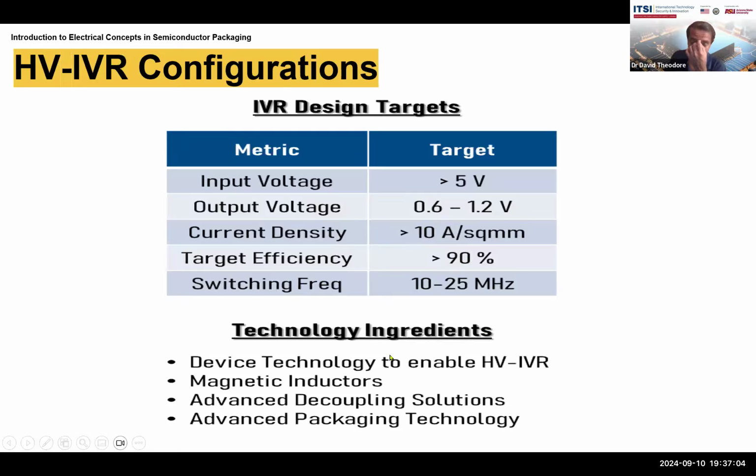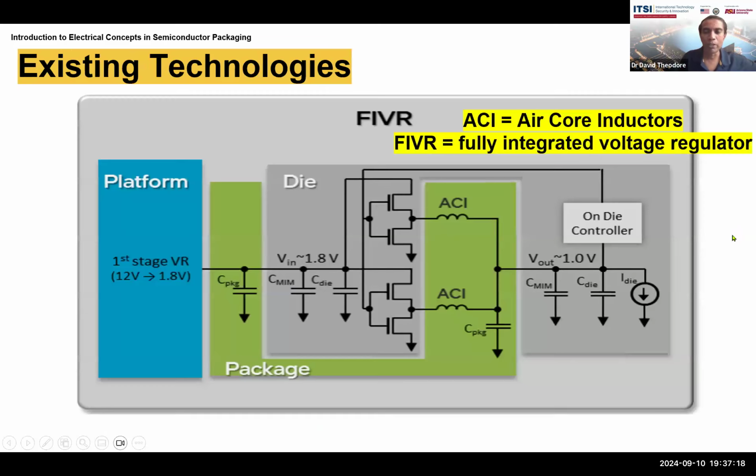So the ingredients, the technologies needed to do these, include device technologies to enable these, the high voltage integration, magnetic inductors, advanced decoupling solutions, and advanced packaging technology, because now we're handling comparatively high voltages over very small distances. So the existing technologies, this is a FIVR, which is basically a fully integrated voltage regulator, and this is using ACI, which is air core inductors.